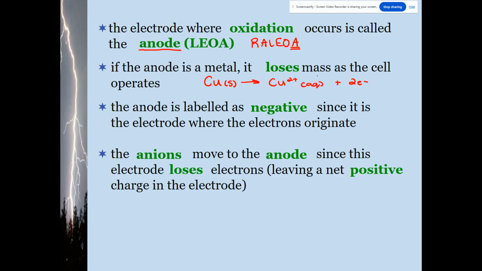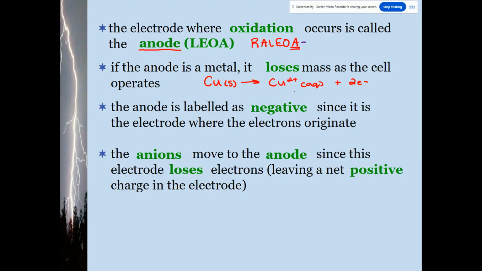Now, the anode is labeled as the negative electrode because that's where the electrons are leaving the system, traveling to the cathode that's gaining the electrons. So when you have a battery or a cell, wherever the electrons start is labeled as the negative electrode.